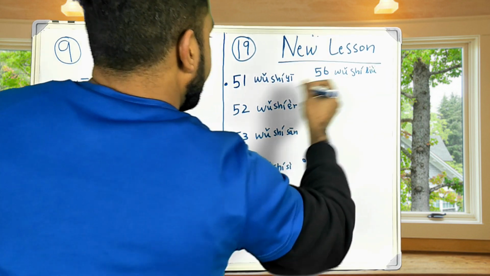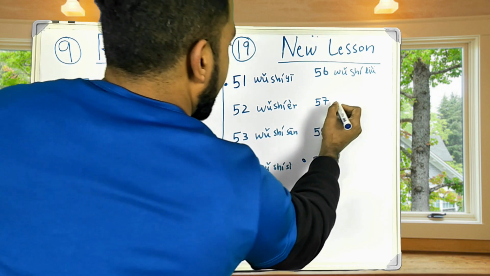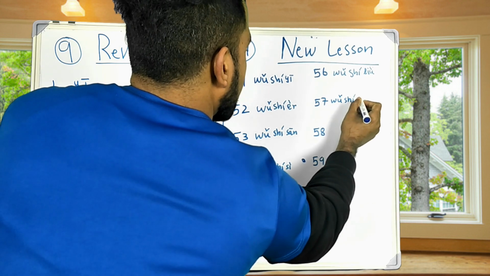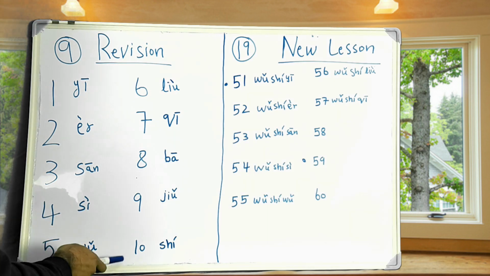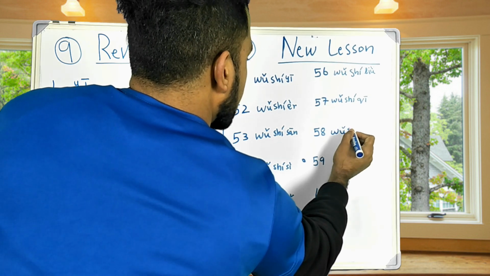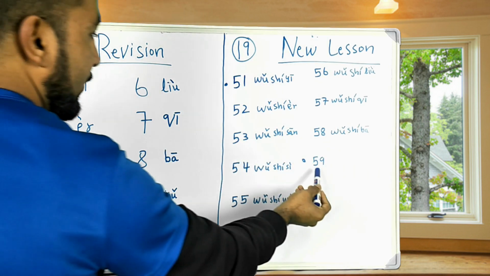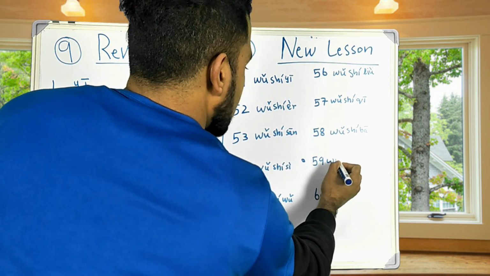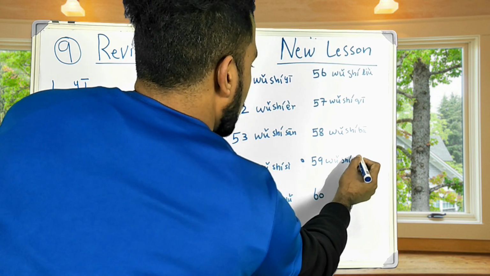Okay, 56 is 五十六. 57 is 五十七. 58 is 五十八. 59 is 五十九.